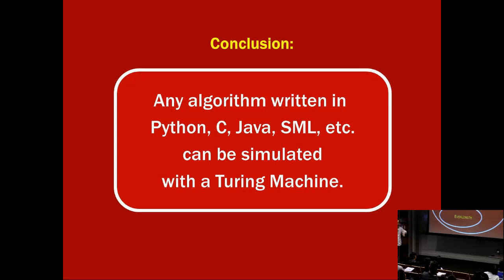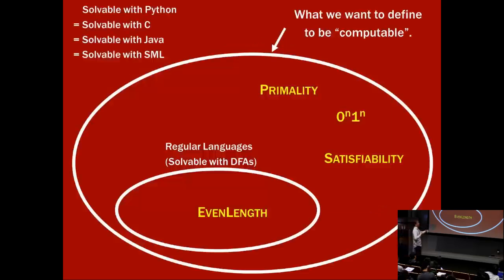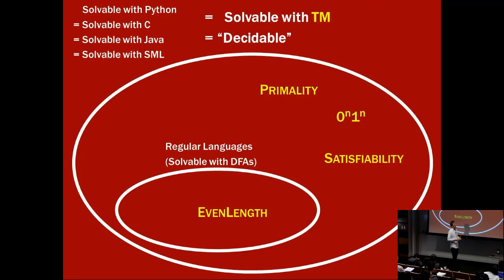OK, so now we can finally come back to the beginning of the lecture and the philosophical place where we started, where we wanted to define rigorously the set of all problems that could be solved by algorithms. And we kind of agreed that this was a good definition, like everything you could solve with Python or C or whatever. And now we can also say this is the same as everything you can solve with Turing machines.